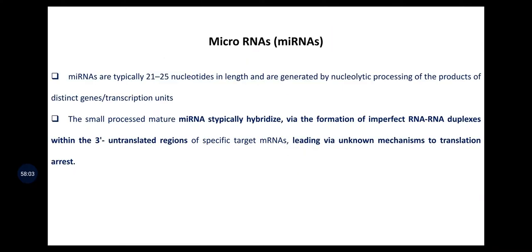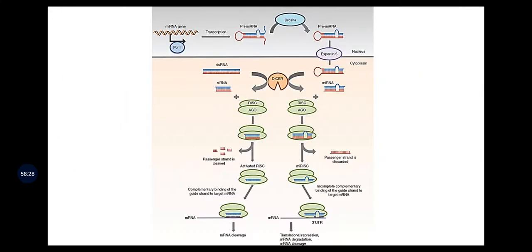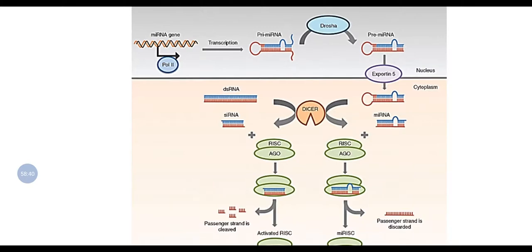MicroRNA is 21 to 25 nucleotides in length and is generated by nucleolytic processing of products of distinct genes or transcriptional units. The small processed mature miRNA typically hybridizes via the formation of imperfect RNA-RNA duplexes within the 3' untranslated regions of specific target mRNA, leading via an unknown mechanism to translation arrest. This is how the entire process of stopping translation by miRNA takes place. As I have already told you, in case of miRNA, perfect pairing is not required.